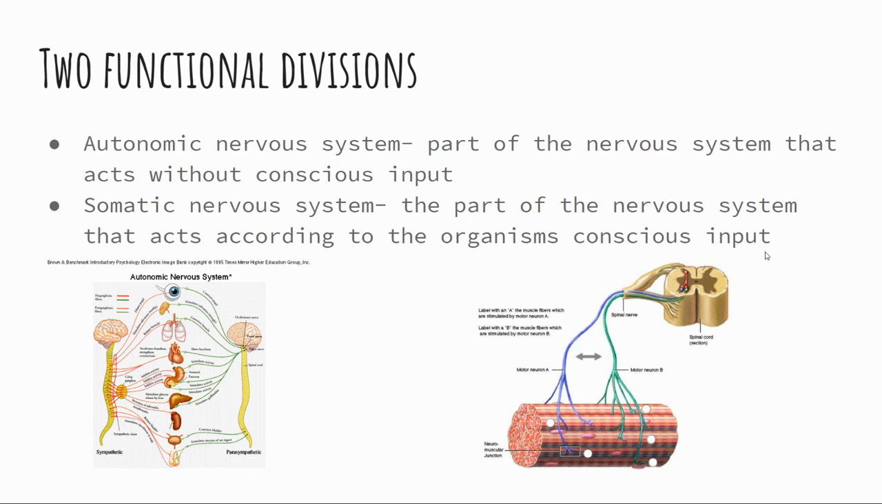The autonomic nervous system is the part of the nervous system that is going to act without conscious input. For instance, if the temperature gets too high around you, then your body is automatically going to respond to that by sweating. You don't have to make the decision to tell your body to start sweating. The somatic nervous system is the part of the nervous system that's going to act according to the organism's conscious input. And what that means, going back to that previous example, is you're sweating, you're hot, and you make the conscious decision to go somewhere to cool off based off the data that is gathered from your nervous system.